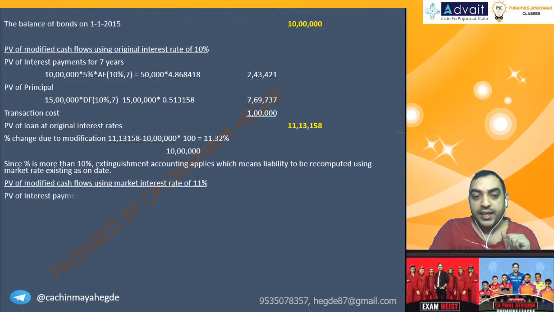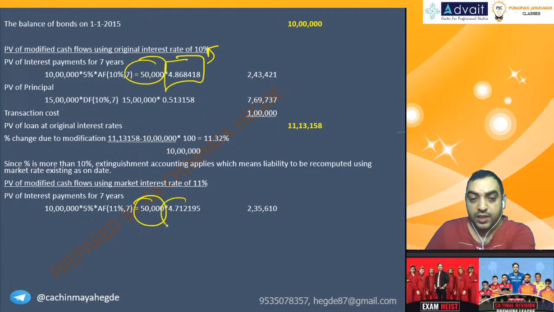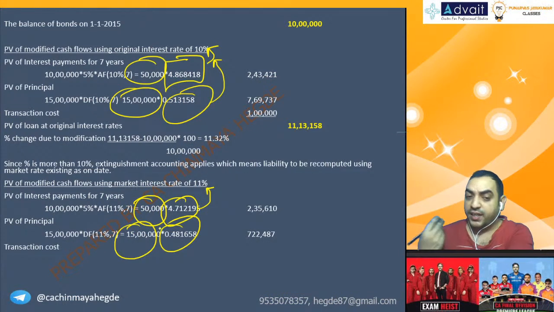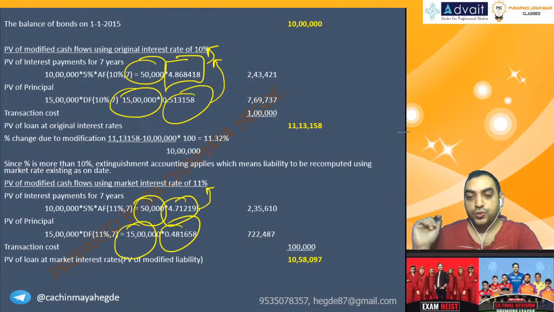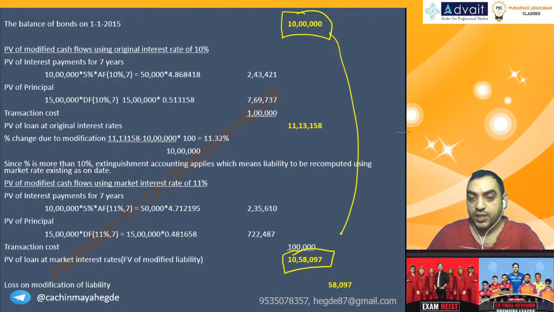In this case, let's recalculate. The same calculations will apply. That is 50,000 as the coupon payment. But the discounting rate was 10% earlier. Now the discounting rate will be 11%. Only the interest rate changes, so only the annuity factor changes. Other things remain the same. This 15 lakh is the same, but this was 0.513 at 10%. Now you will take 0.481658. Then you take the transaction cost again. So the total comes to 10 lakh 58. And what is the carrying amount? The carrying amount is 10 lakh, and the new amount we calculated is 10 lakh 58. The differential amount will be transferred to P&L. Therefore, now onwards you will take 10 lakh 58.